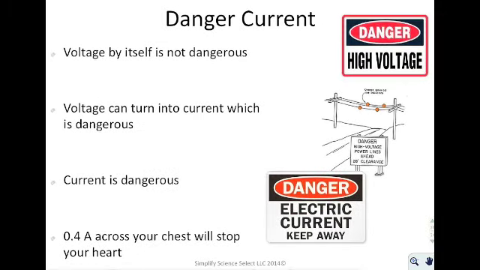Danger current. We've already talked about this, but voltage by itself isn't dangerous, but voltage turns into current. Current is dangerous. A current of 0.4 amps across your chest is enough to stop your heart or start your heart. That's how an automatic external defibrillator, or AED device, works. It uses an electrical current to try and restart your heart.